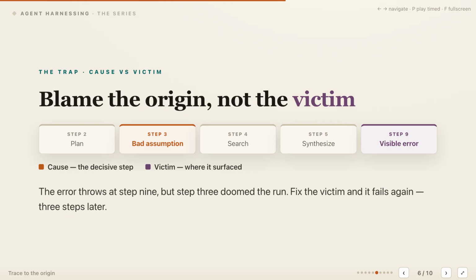In this trace, monitoring flags the visible error at step 9 so that step naturally attracts the team's attention. But step 9 is the victim, because the run was already compromised by a bad assumption at step 3. Search and synthesis inherited that assumption, carried it forward, and eventually produced the failure several steps later. If you patch only the visible error, the same causal defect can surface again somewhere else in the run. Effective attribution follows the propagation path backward and fixes the origin, rather than blaming the place where damage became visible.